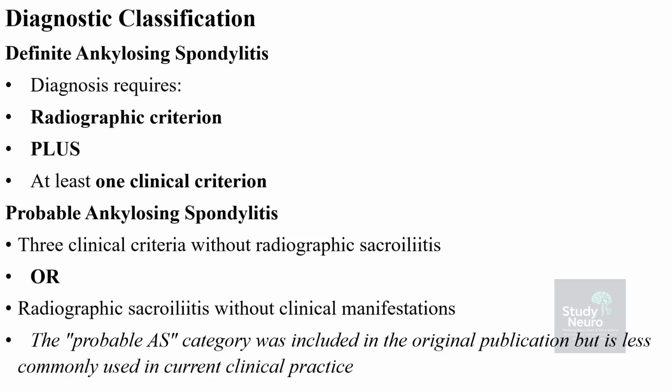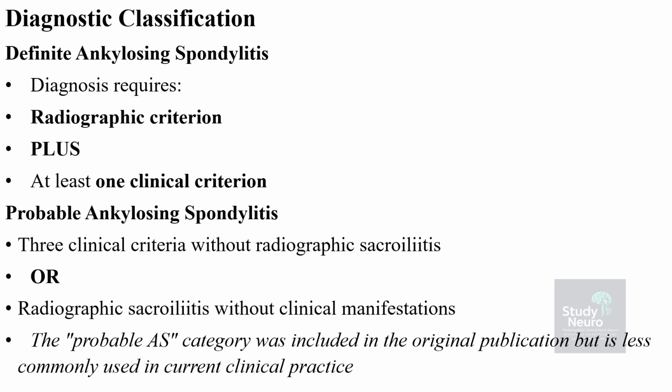The modified New York criteria classify ankylosing spondylitis based on the combination of clinical features and radiographic evidence of sacroiliitis. A definite diagnosis requires radiographic sacroiliitis together with at least one clinical criterion, meaning that imaging evidence must be supported by relevant symptoms or physical findings.